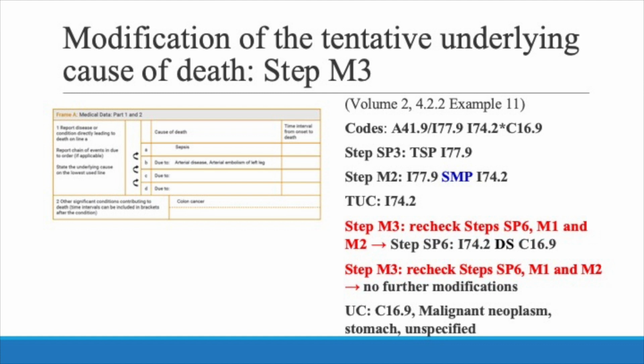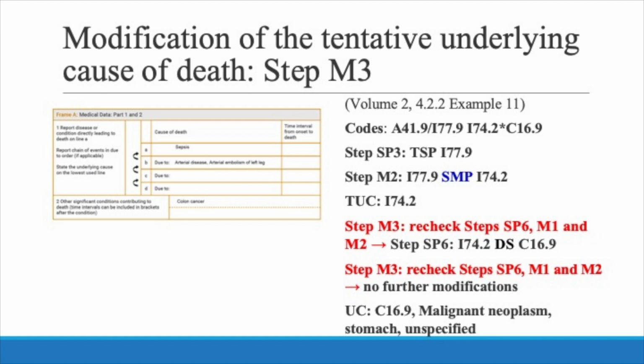Applying step SP3, the tentative starting point is I77.9, selected from the first position on line B. Step M2 is applied to modify this tentative underlying cause I77.9 by preferring the more specific cause of death I74.2. The code numbers are representing arterial disease, I77.9, and a more specific description of the site or nature of that disease as arterial embolism of left leg, I74.2. That's why step M2 is applied to prefer I74.2.